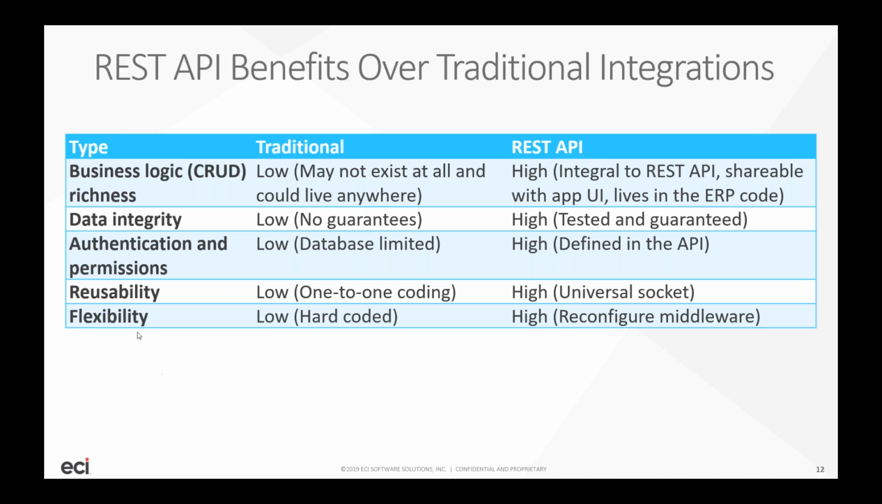And then in the case of flexibility, you have typically low flexibility because that traditional integration has been hard-coded. Whereas with a REST API, again, you're reconfiguring the middleware that connects to the universal socket. In this case, maybe just a reconfiguration of KnowledgeSync. So lots of reasons REST APIs are so popular, as you saw in the examples earlier.